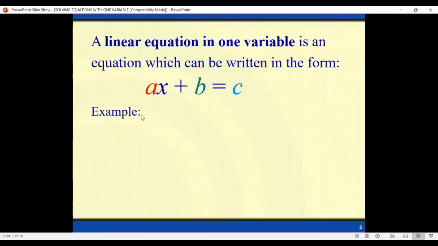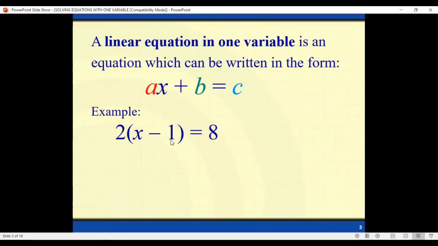Okay, here you are given 2 times the quantity x minus 1 is equivalent to 8. Now, if you are given a certain problem like this, there is a need for us to first simplify the equation on each side. So for example, you have the quantity of 2 multiplied by the quantity of x minus 1. So you have to do 2 times x, that is 2x, and then 2 times the negative 1, that is now a negative 2, and is equivalent to 8.